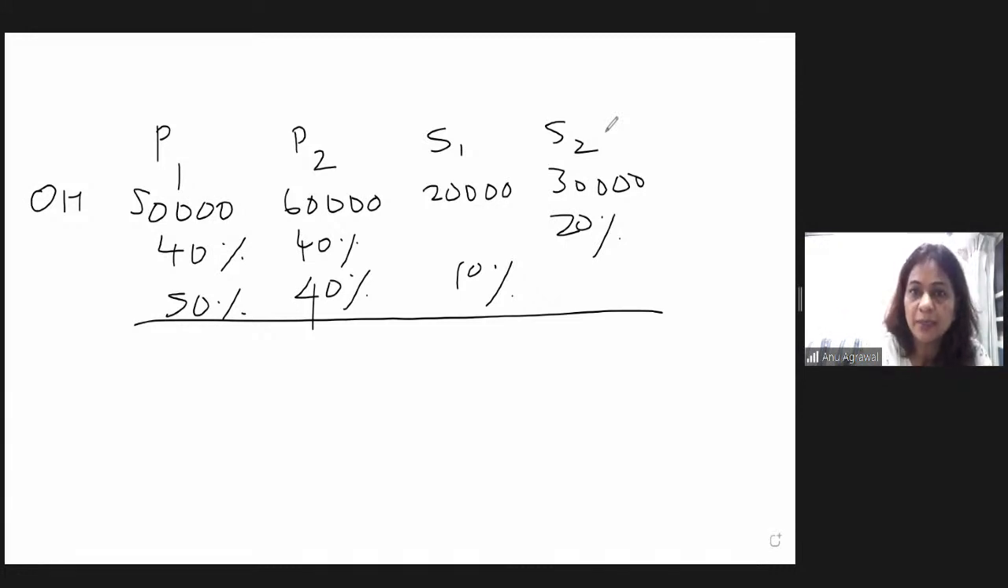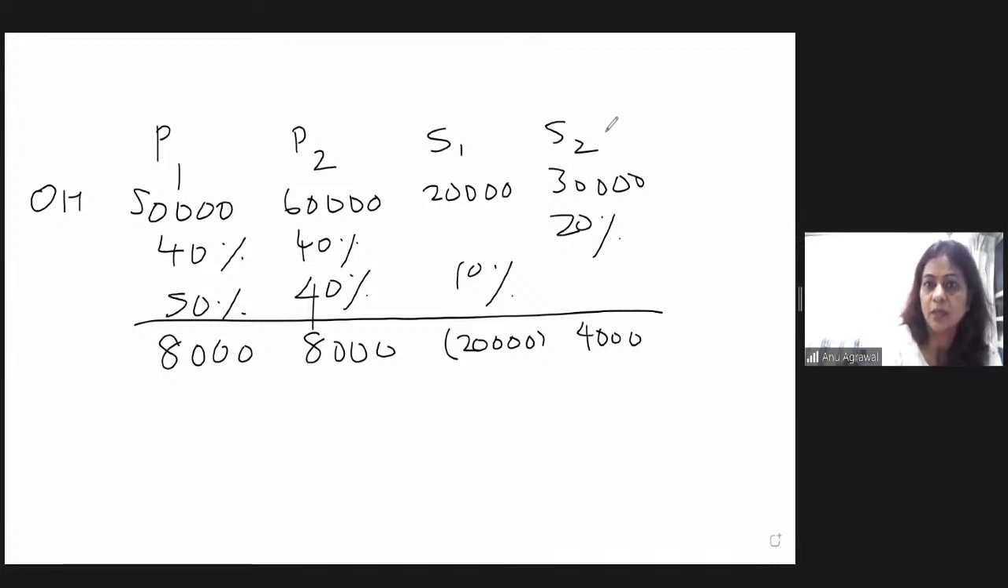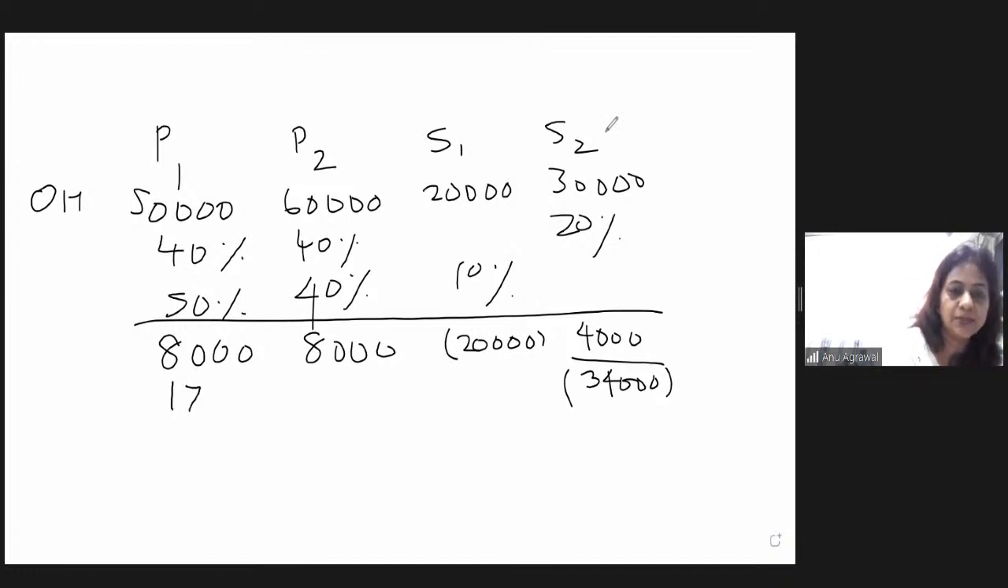Now, let me divide S1's expenditure. If I divide 20,000 into 40%, 8,000 goes here, 8,000 goes here. This becomes 0, right? And 4,000 goes to S2. Now S2 total becomes how much? 30 plus 4, 34,000. Divide 34,000: 50% happens to be 17,000. 10%, 3,400.